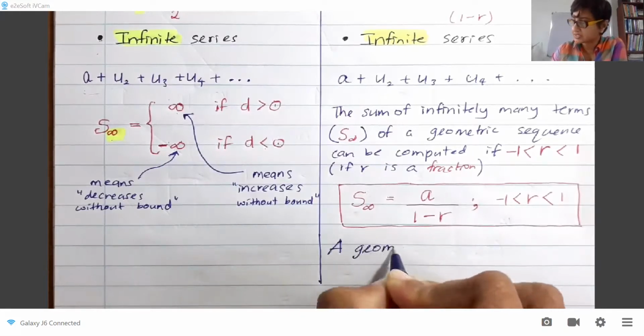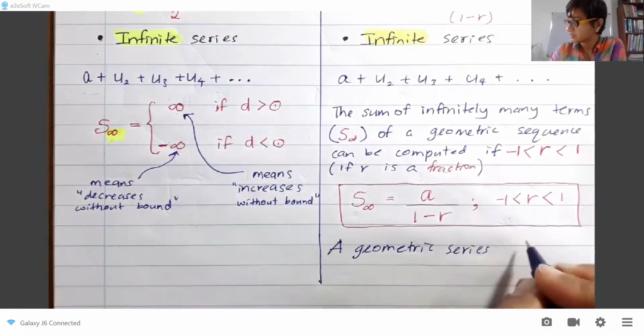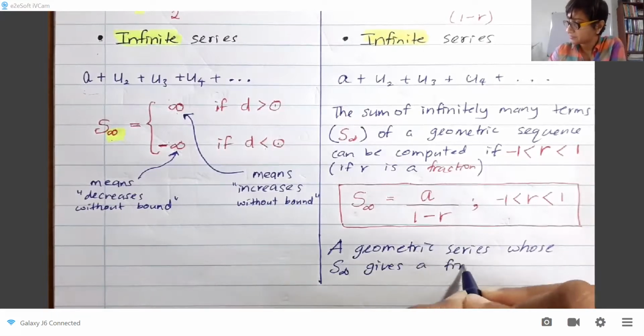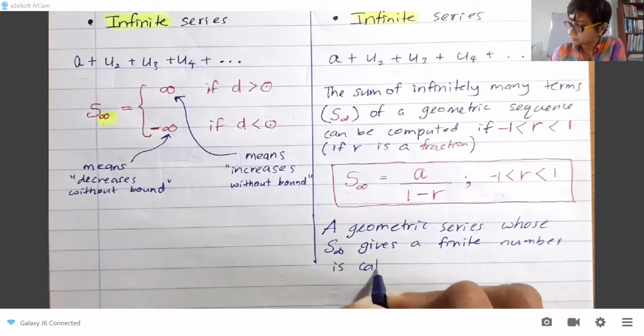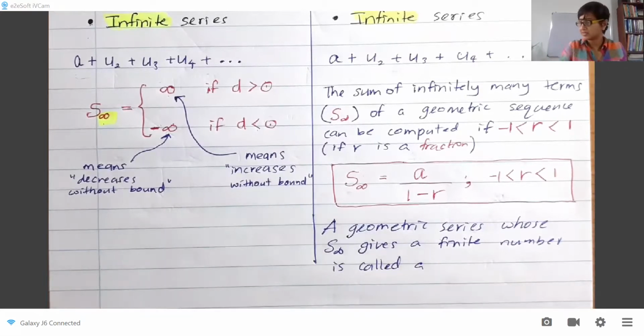A geometric series whose s infinity gives a finite number is called a convergent series.